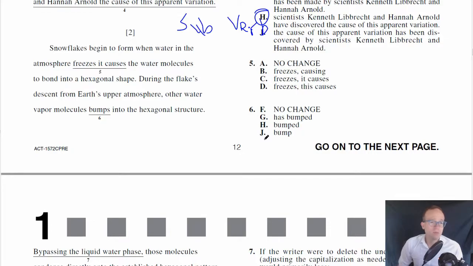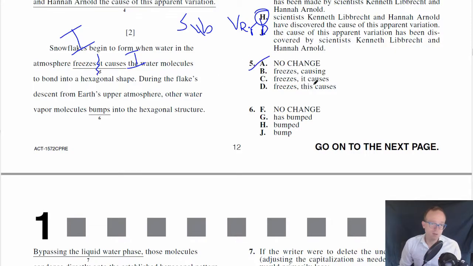Snowflakes begin to form when water in the atmosphere freezes. It causes the water molecules to bond into a hexagonal shape. You guys might notice this doesn't sound good. This is a run-on sentence. We have two independent pieces. Snowflakes begin to form when water in the atmosphere freezes. It causes the water molecules to bond into a hexagonal shape. These are both independent, and we need some sort of separation here. Right now we have no separation, so it can't be that.